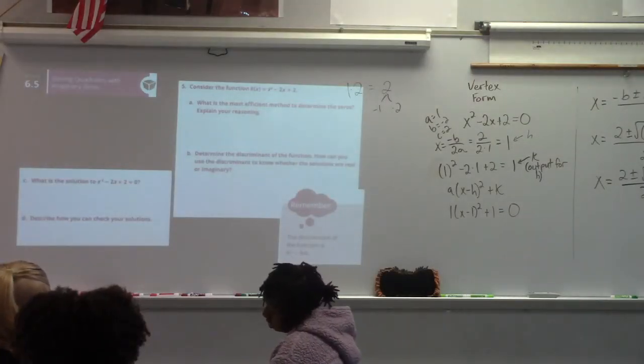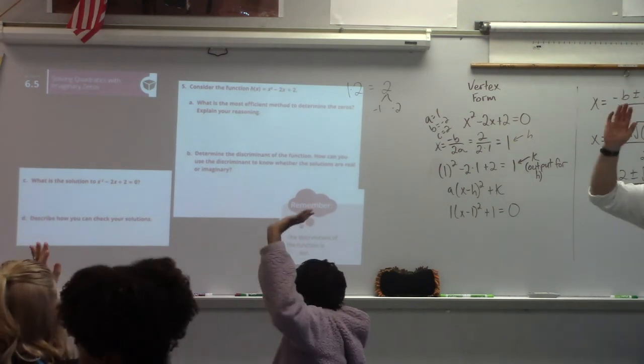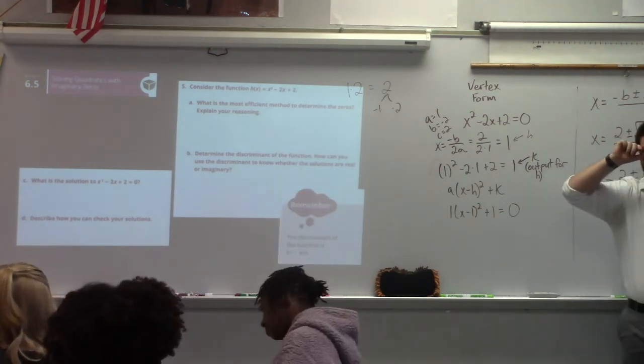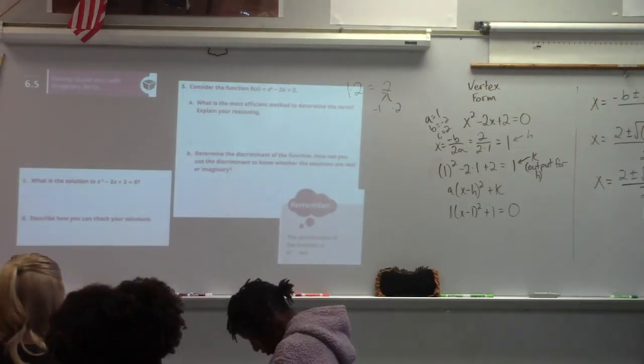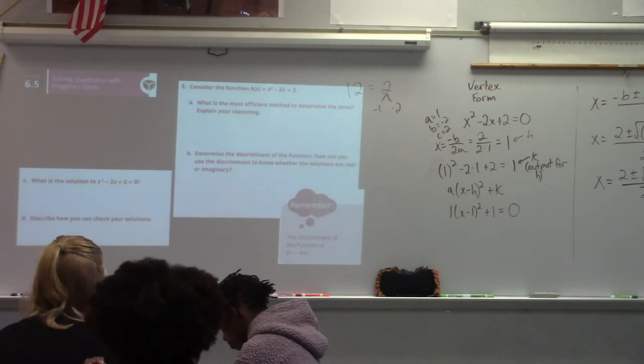You can simplify the square root of negative 4 to be 2i. Do we need a little bit more time to finish solving this one? Yeah, a little bit more, okay. Did that make sense?